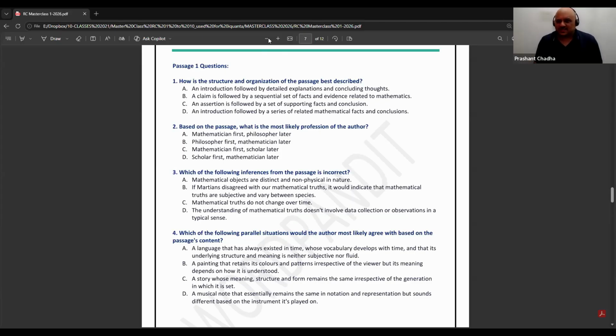So, guys, I'll give you the answers. Should I give you the answers first or should I explain the passage first? I'll give you the answers. You can check your answers. C, B, B, C, right? C, B, B, and C. The correct answers in this case.